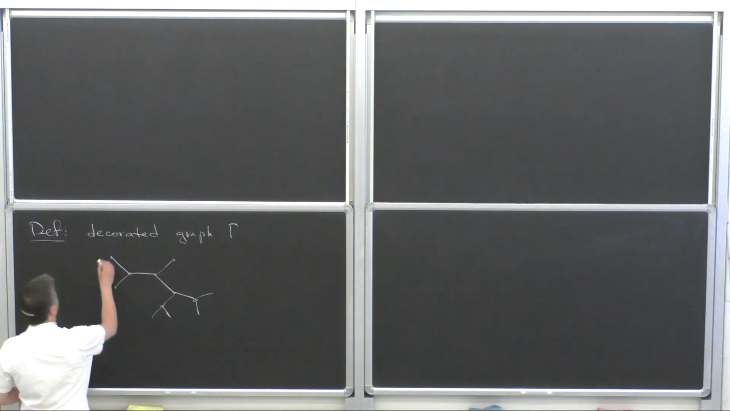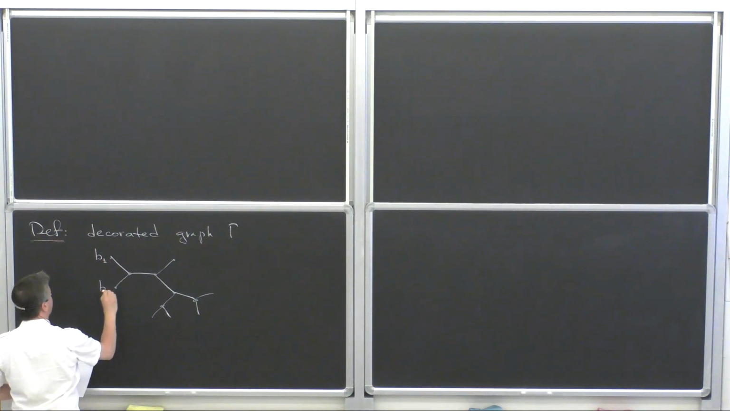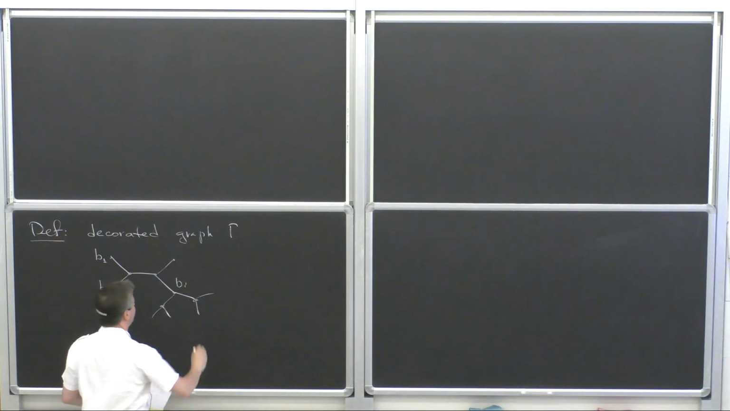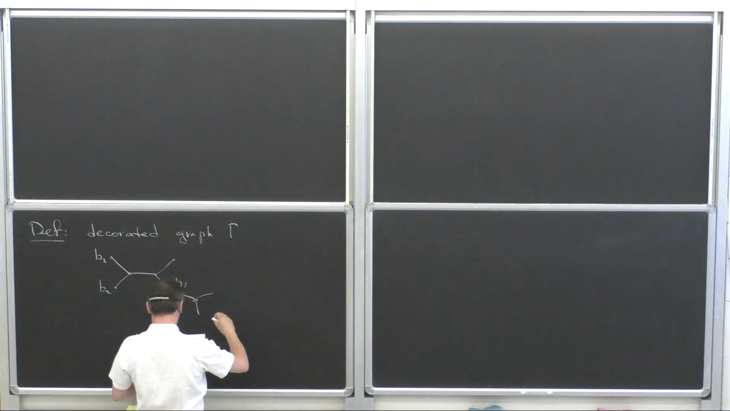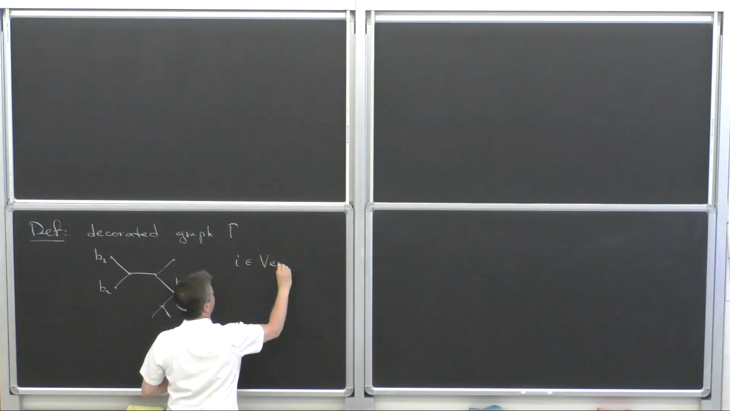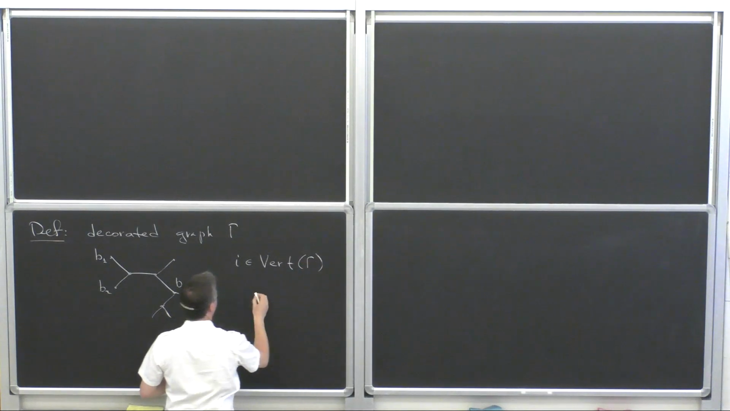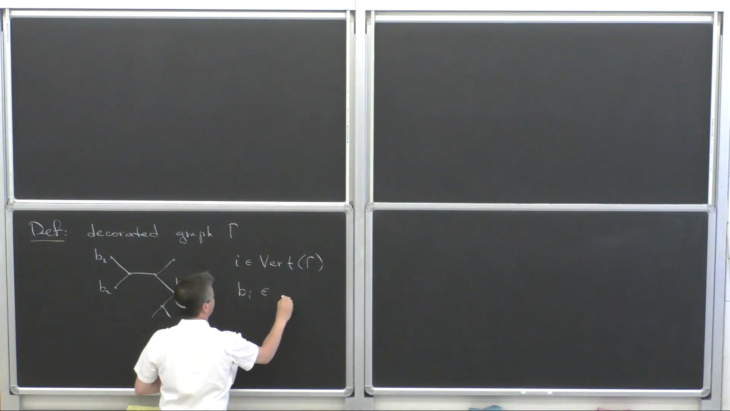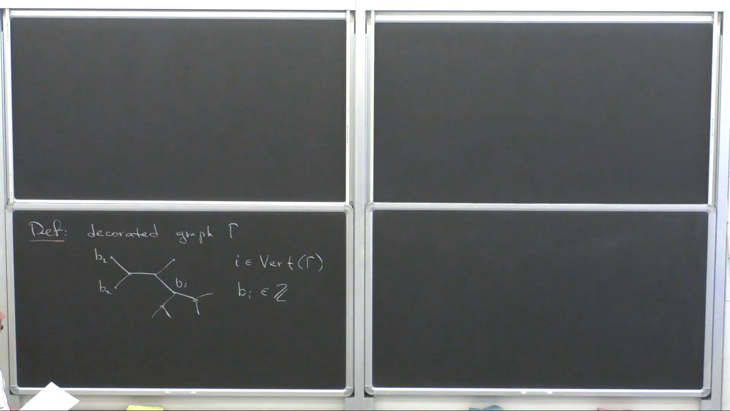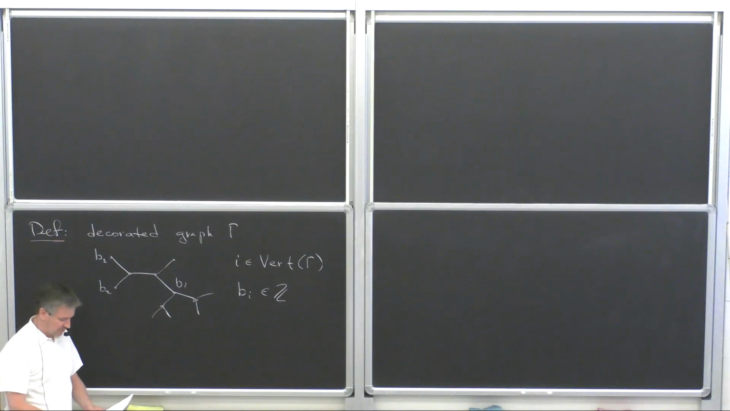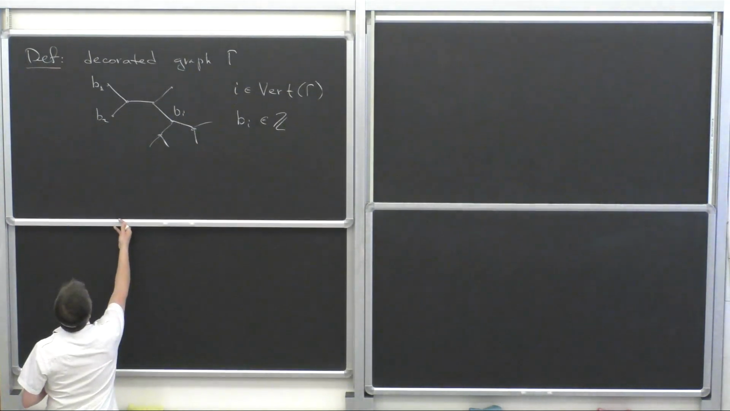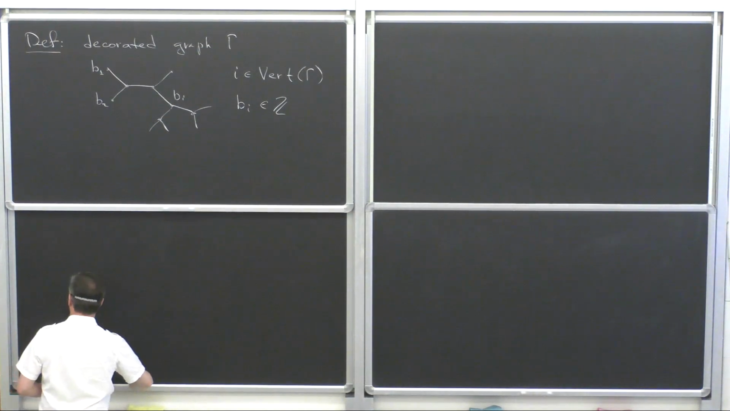So there will be b1, b2, and so on, bi assigned to every vertex. So in other words, for i in what I'll call the set of vertices of gamma, we will have bi contained in the integers. Okay, so there are lots of such graphs, and we can encode the data of this graph. I'll continue with this definition here.